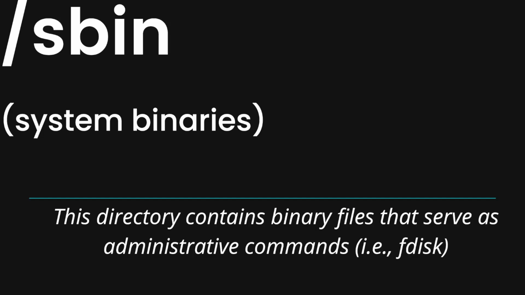The next one is the /sbin directory, which stands for system binaries. As you can see, this directory contains binary files that serve as administrative commands. You have fdisk, and we also have fastboot, and the ifconfig command that we use to get network interface details, IP address details, and all that good stuff. We also have the reboot command, update, and a lot more in this directory.